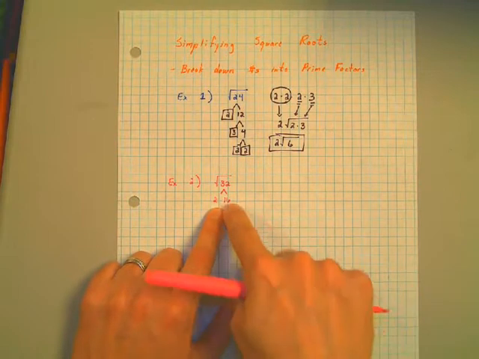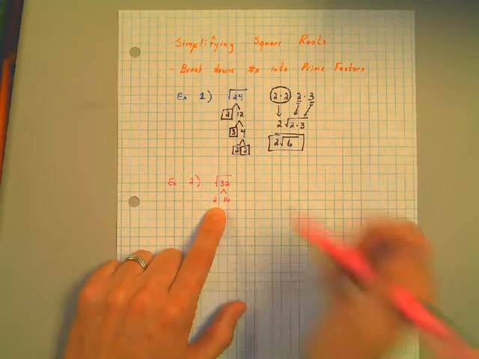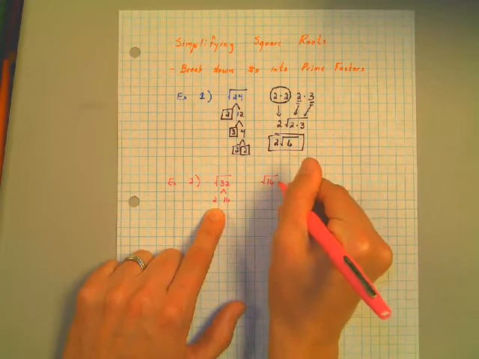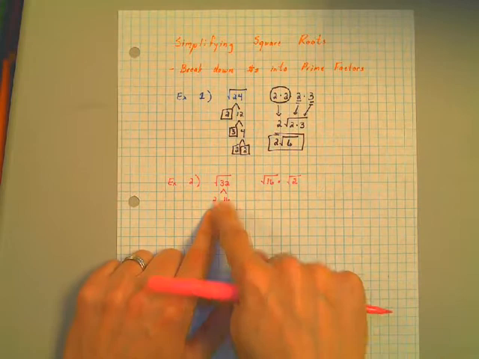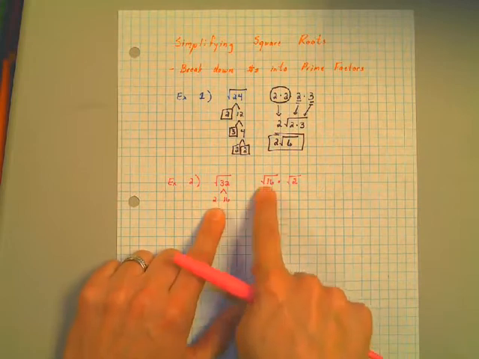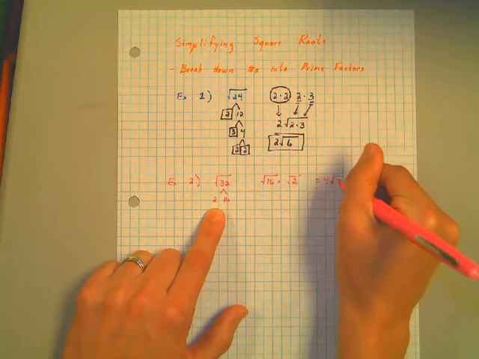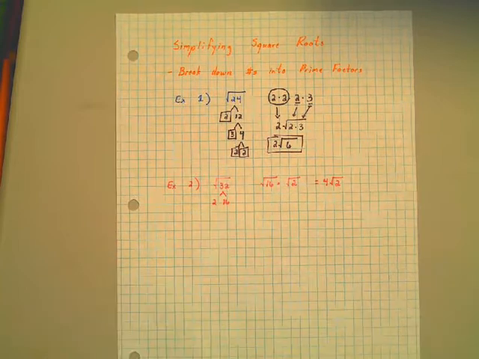Okay, what we can do is we can say, well, that's the same as the square root of 16 times the square root of 2. If you recognize that, well, what is the square root of 16? Just 4. Okay, and you're done if you can recognize that. But if you can't recognize that, if that is difficult for you, then just create your prime factors.